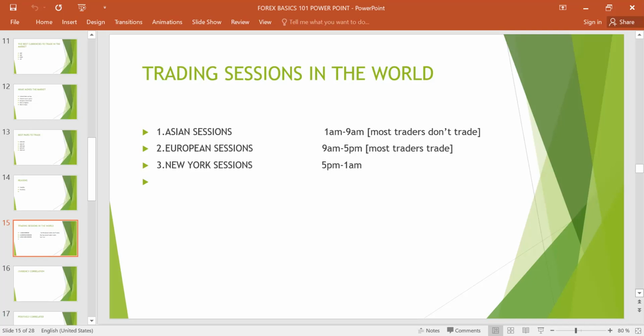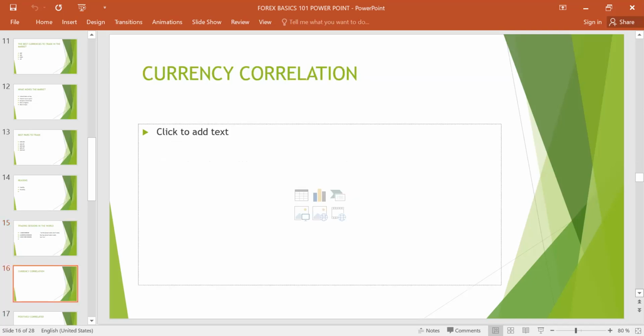So if you notice, most of our signals that we give on WhatsApp, we normally place them on the European session, the European Open. That's when we conclude our analysis. From 10 a.m. to 5 p.m., you notice there's also high volatility during this session. And then we have the New York session, which is 5 p.m. to 1 a.m. This is the closed session.